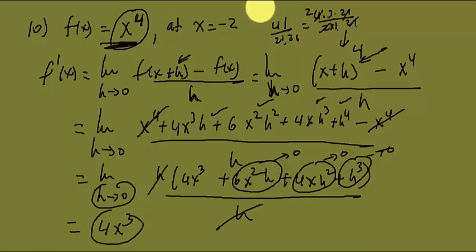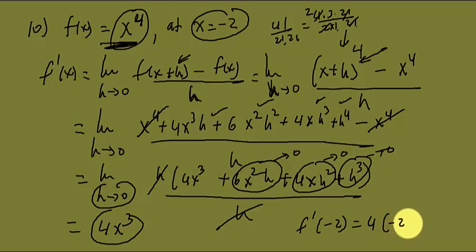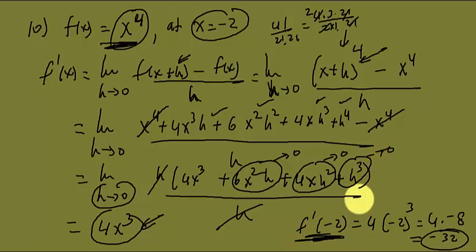But what we want to know is the slope of the curve at that particular point. To do that, we're just going to find f prime of negative 2, which is 4 times negative 2 to the third, which is going to give me 4 times negative 8, which is negative 32. So this is the slope of this particular curve at x is equal to negative 2. That's problem number 10. Okay, so let's go to problem number 16.